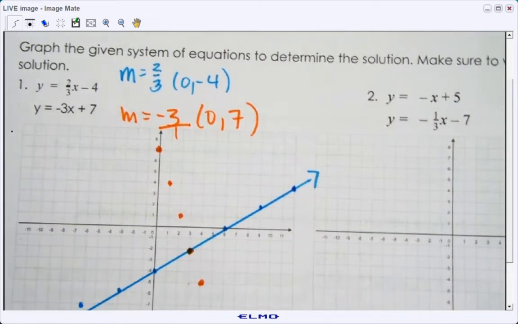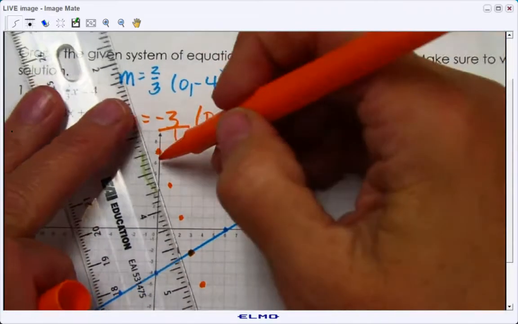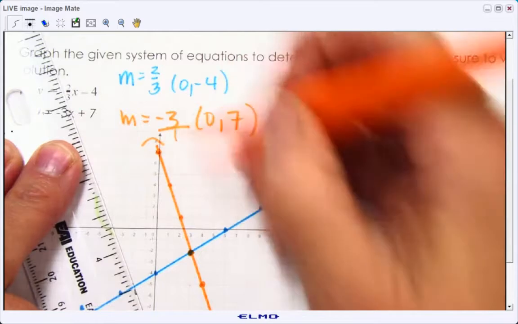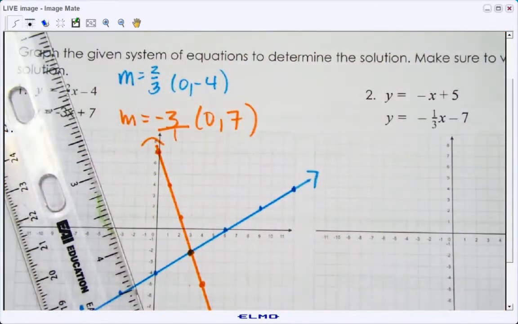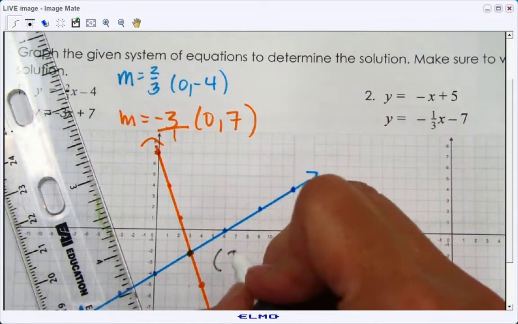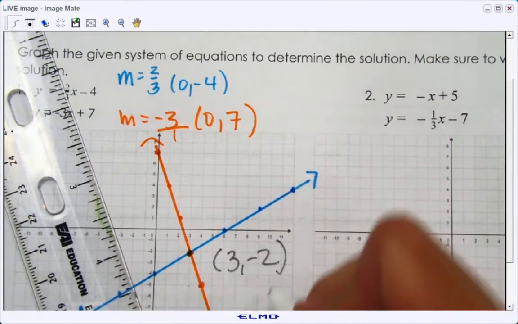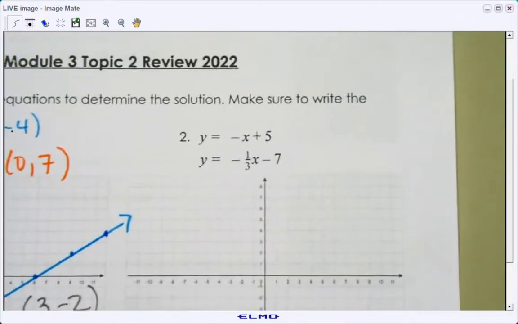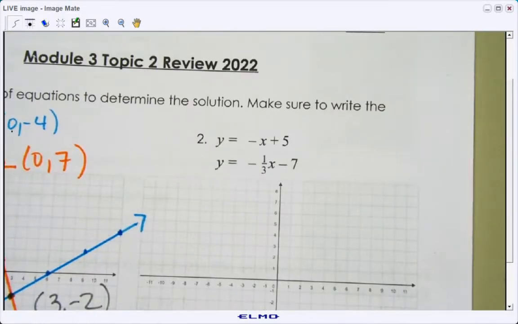So yes, I just need where they run into each other, but I also need to make sure that I draw the line. Okay, I can't just say, oh, I'm done by putting the points. Okay, the solution for this is 3, -2. And you must put what the solution is. That is very, very important. Okay, so I go to my next one. I look at it.